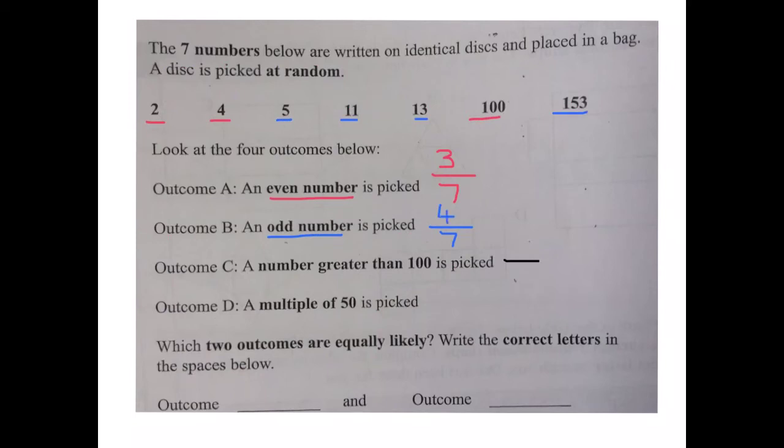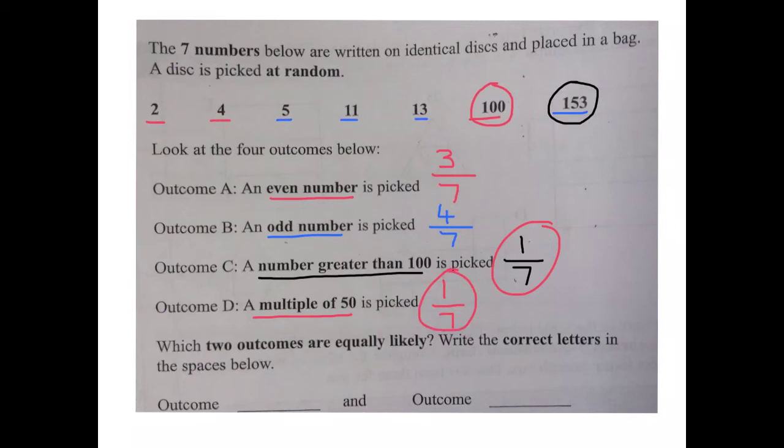Outcome C. Again, there are 7 numbers, and this time the chances of picking a number that's greater than 100, there is only one of them. And outcome D, again there are 7 numbers, and the chances of picking a multiple of 50, meaning it's in the 50 times tables, we've only got one, it's 100. So which two outcomes are equally likely? Well, we can see that 1/7 and 1/7 pops up twice. Outcome C and outcome D.